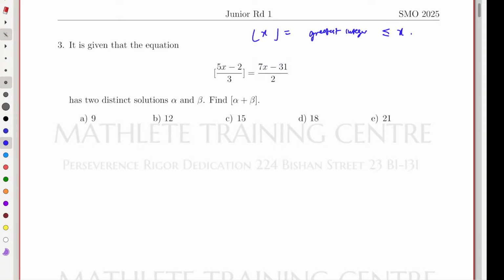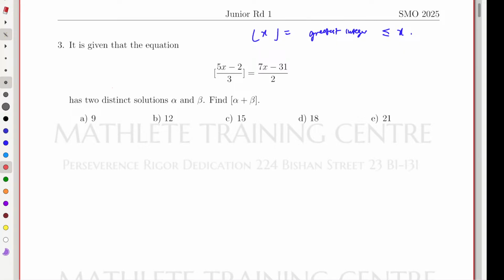What's the trick for this question? Well, the trick is that your x cannot be too big or too small. Because if your x is too big, then this is too big. If x is too small, then this is too small. So either way, we know that x cannot be too big or too small. More specifically, you can go and bound it within some values.